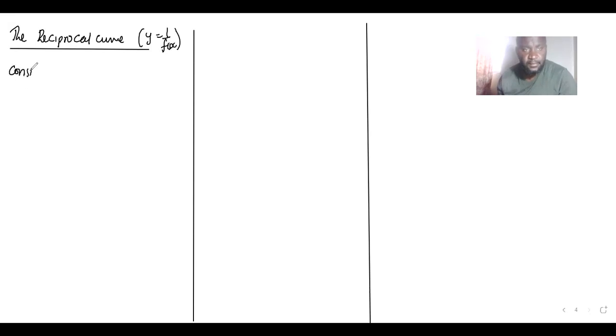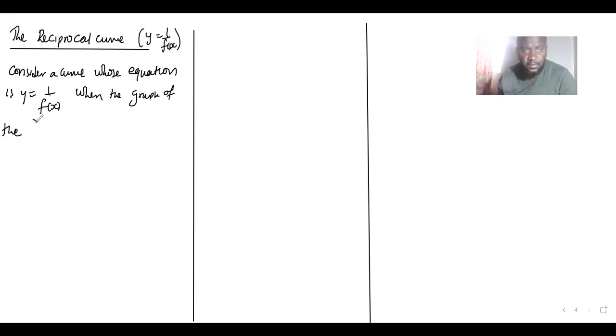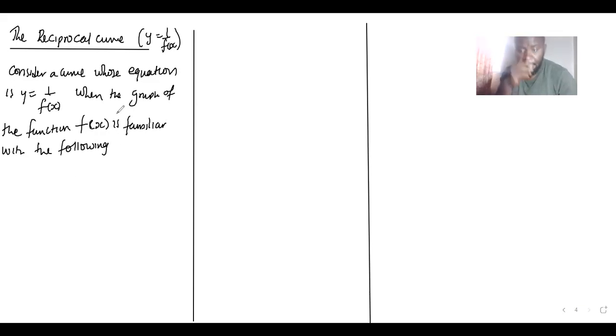Consider a curve whose equation is y is equal to 1 out of f of x, when the graph of the function f of x is familiar with the following simple properties.